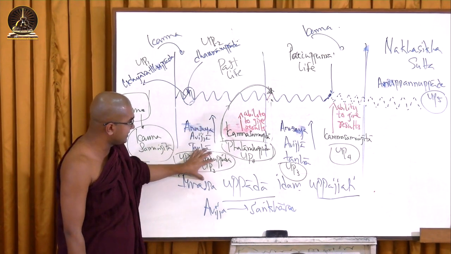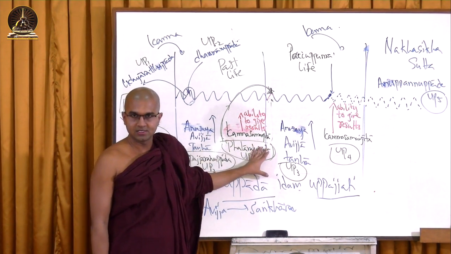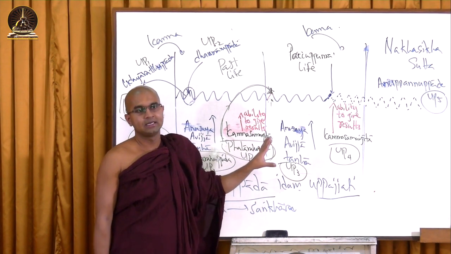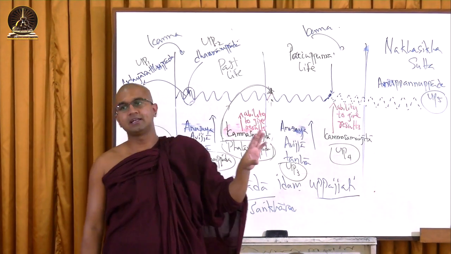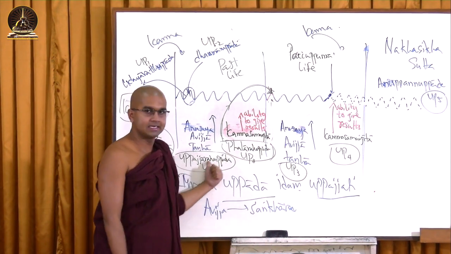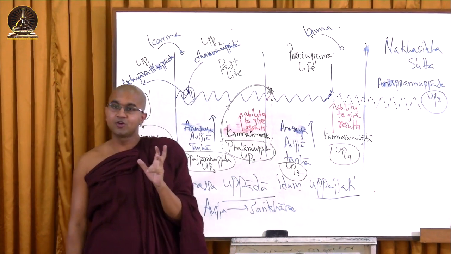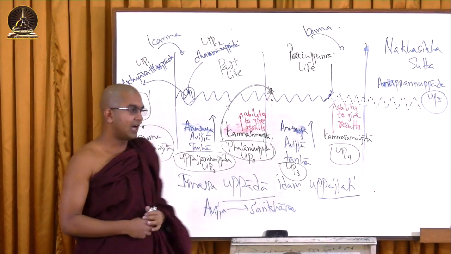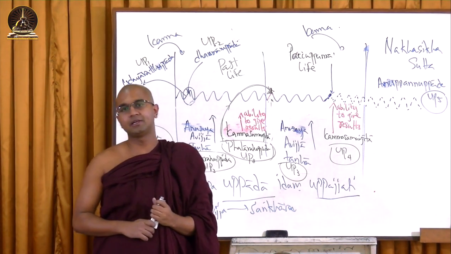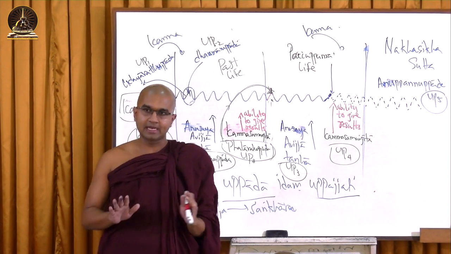So this avijja supports the sankharas, so that they are in the state of being able to give results. That is also called avijja paccaya sankhara. So this will be very clear when we go to the negation, avijja nirodha sankhara nirodha. Now when we come to this formula, it will be very clear.